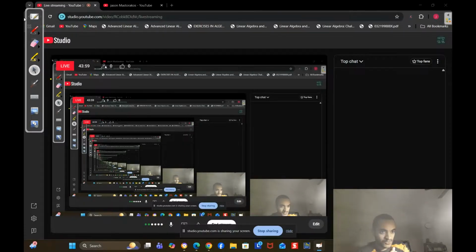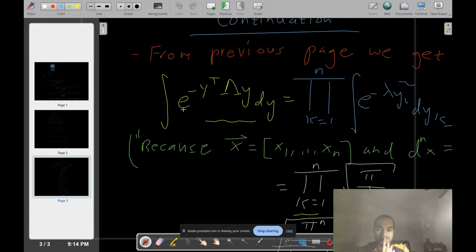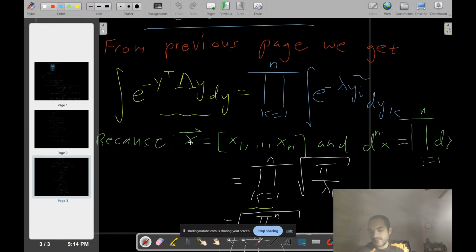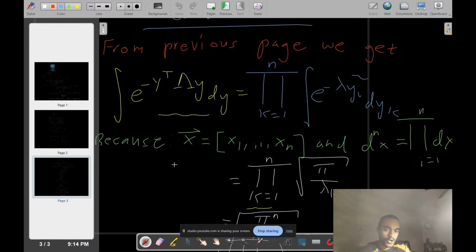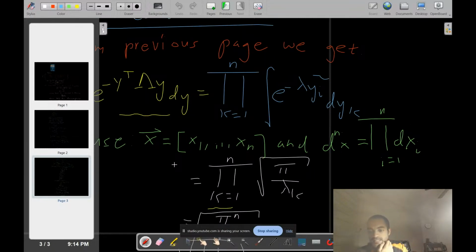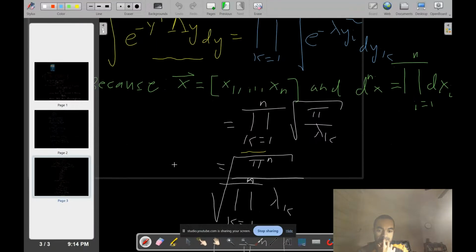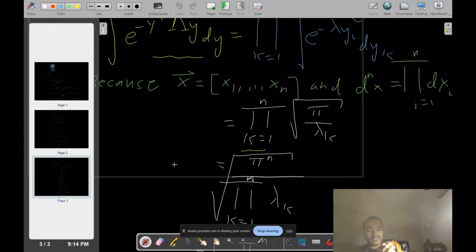All right, so let's continue. This integral right here, the reason I'm getting this is because we have a row vector x with x1 to xn, and d^n x equals the product from i equals 1 to n of dx_i, because any nth differential is a pi product with dx subscript i.